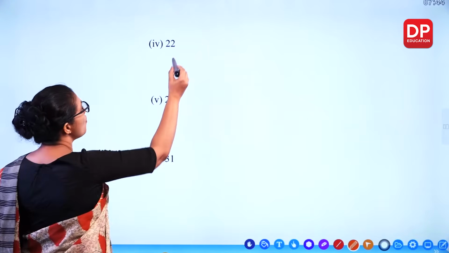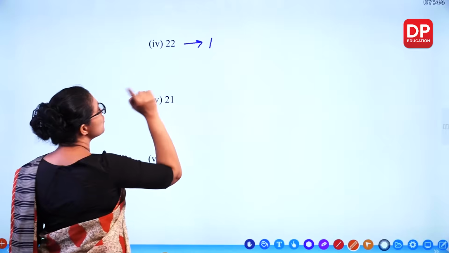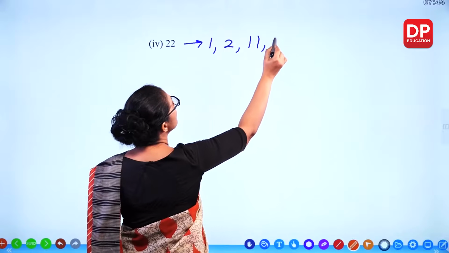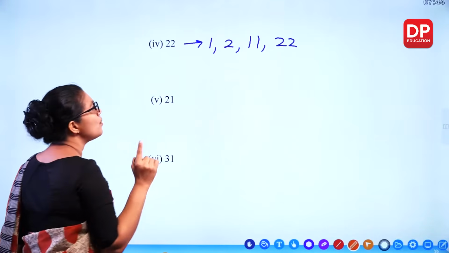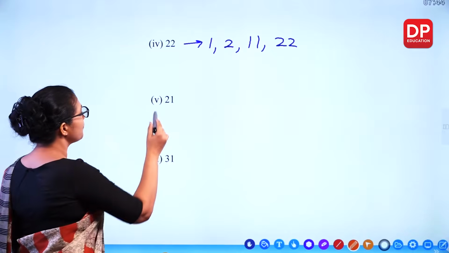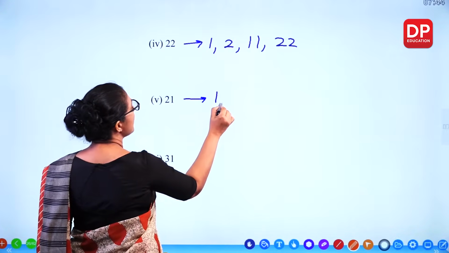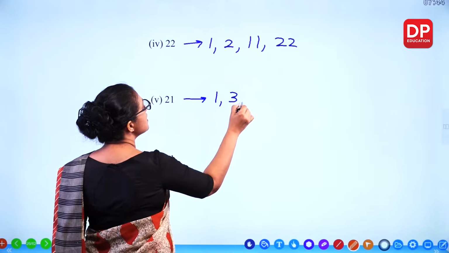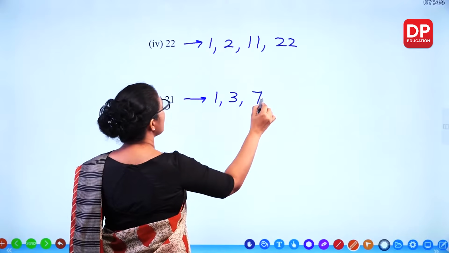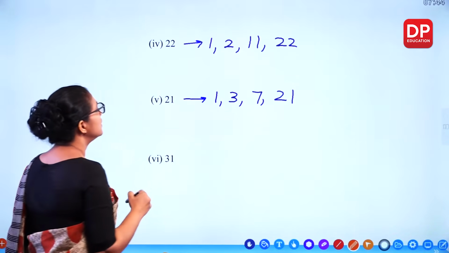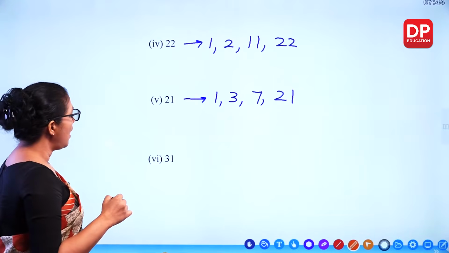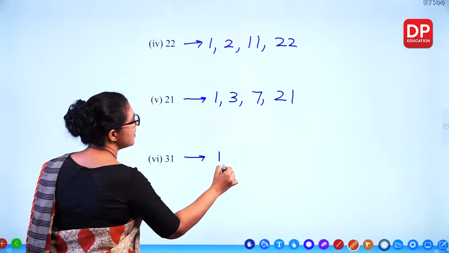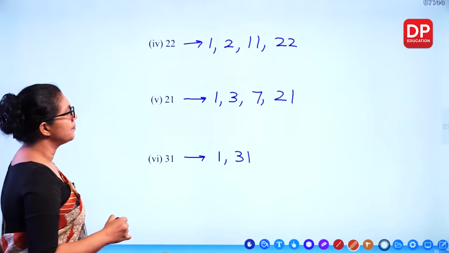22. So 1 is a factor. 1 times 22. 2 times 11. So you get 1, 2, 11 and 22. 21. You can divide by 1. 1 times 21. 3 times 7. So that's all. And 31. 31 is a prime number. So 1 and the number itself, 31.